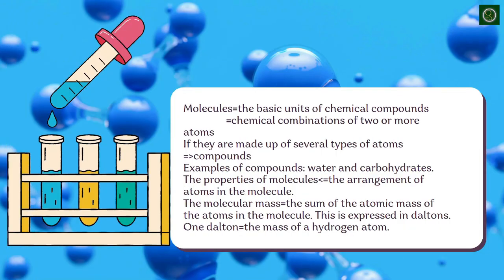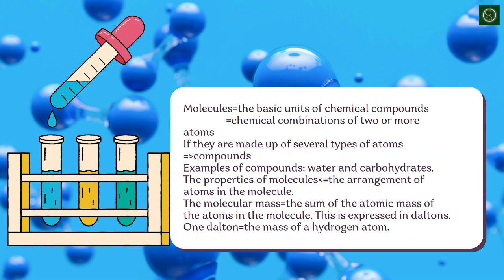Molecules. Molecules are the basic units of chemical compounds. They are chemical combinations of two or more atoms. If they are made up of several types of atoms, they are called compounds. Examples of compounds are water and carbohydrates.